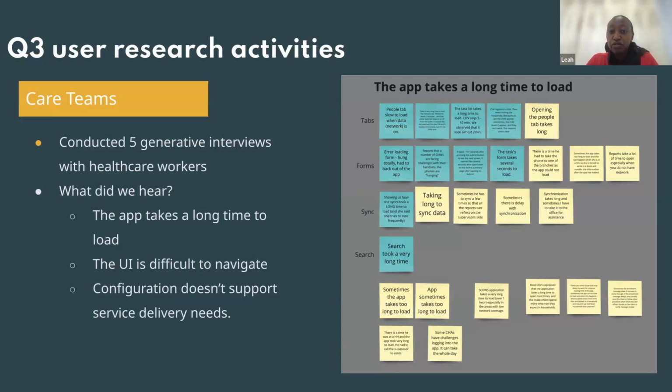So just speaking directly from what we had from the users, some of the things they reported here included taking long to sync data. There was also that the app sometimes takes too long to load. Then there was another one: some CHAs, or community health assistants, have challenges logging into the app, and it can take a whole day. So these are just a sample of some of the things that we had under the insight that the app takes a long time to load.